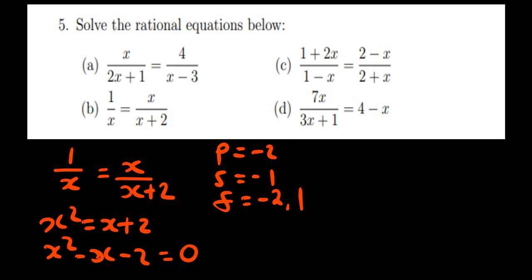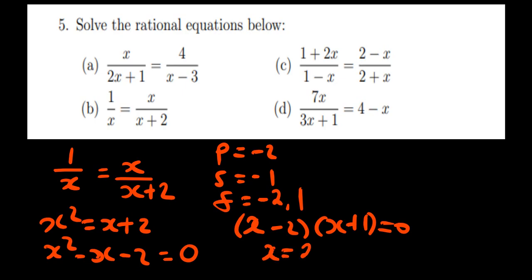Let me see. Negative 2 multiplied by 1 is negative 2. Negative 2 plus 1 is negative 1. Yes. So our solutions will be x minus 2 and x plus 1 is equal to 0. Therefore, the values of x are x equals 2, or x equals negative 1.